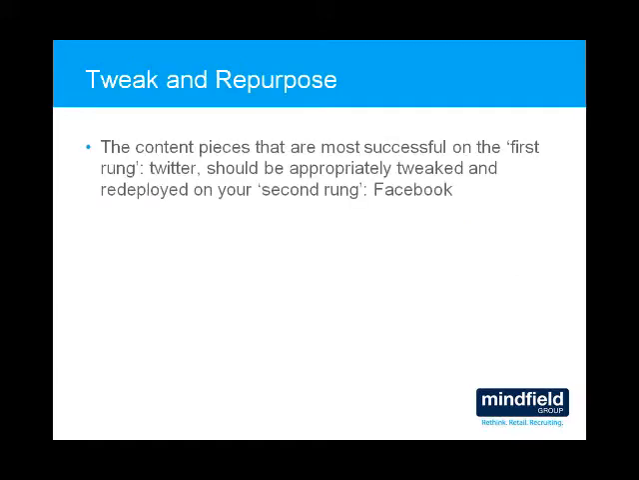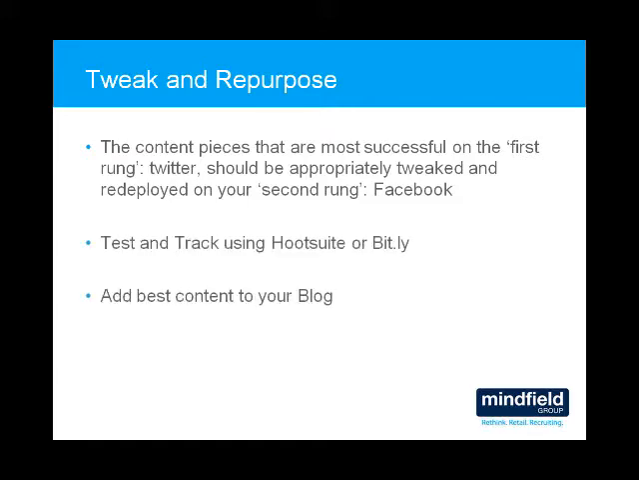So, tweak and repurpose. The whole concept of tracking this is, okay, that's great, so we know this one got 10 clicks, this one got 5 clicks. Now what you want to do is take the content pieces that were most successful on your first rung, which is Twitter, and, appropriately tweaked, redeploy them on your second rung, which is Facebook. So take your best content that was most relevant and start pushing it out to Facebook. As we mentioned, you can do 5 tweets a day, and then on average about 2 status updates a day on Facebook. So you put 5 up on Monday on Twitter, you put them on Facebook on Tuesday. A really simple way to do it.